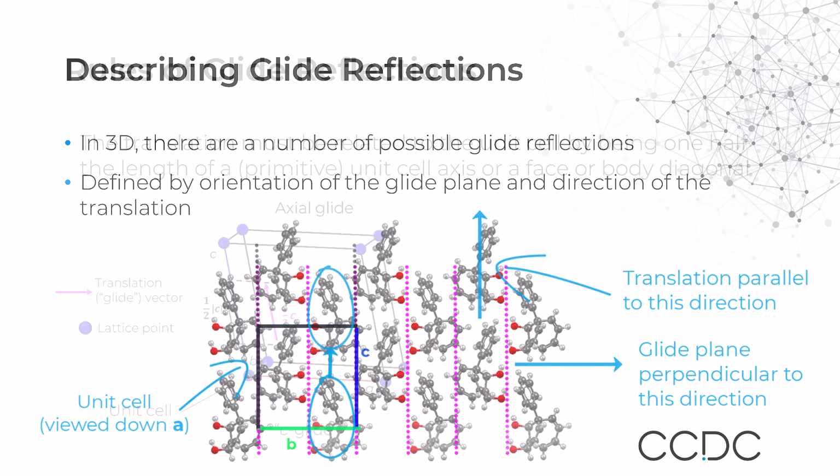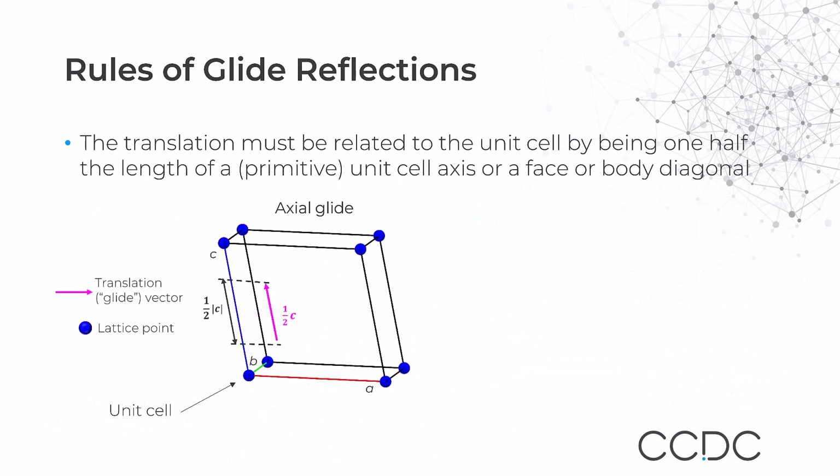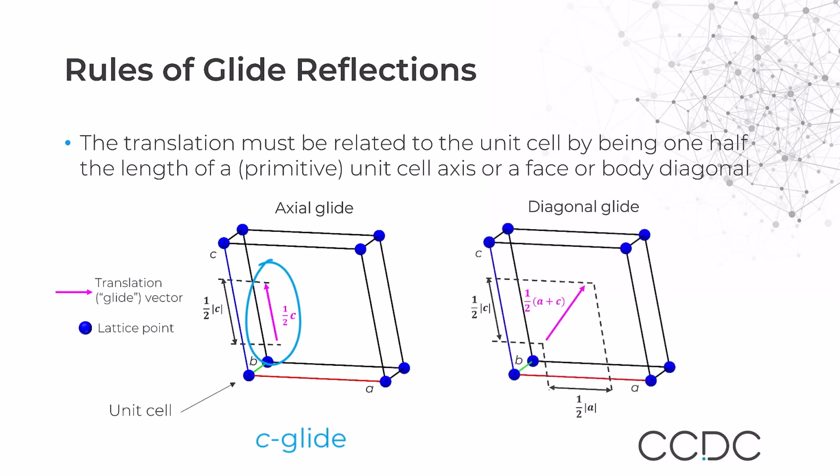The simplest case would be a translation parallel to one of the unit cell axes. In the first example, this is a translation parallel to c with length a half c. This is called a c glide. If it were parallel to a, it would be called an a glide, and so on. The second example involves a translation parallel to a face diagonal of the unit cell, which consists of movement a half along a and a half along c. This is called an n glide.